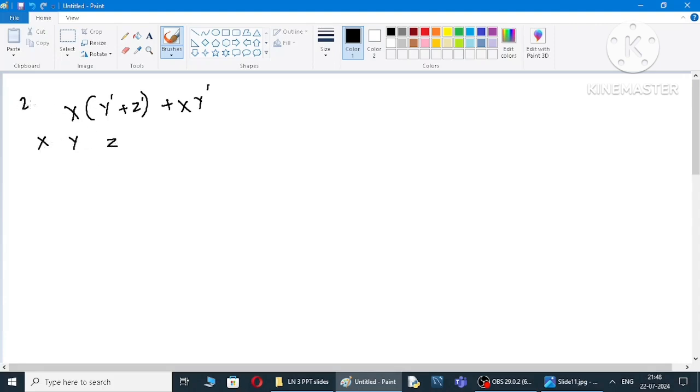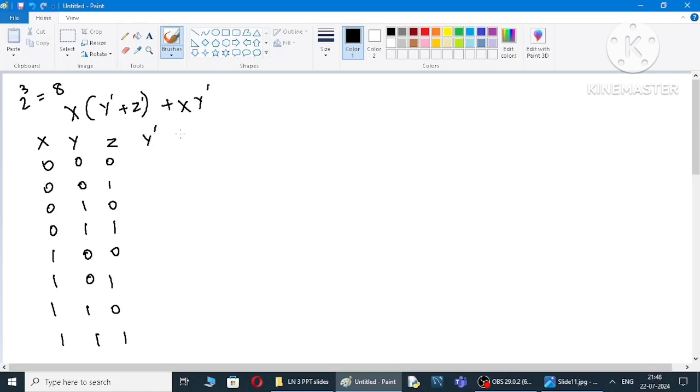For 3 input variables you will get 8 input combinations. So 0 0 0, 0 0 1, 0 1 0, 0 1 1, 1 0 0, 1 0 1, 1 1 0, 1 1 1 finally. So 8 input combinations. Now first do the brackets part, y bar plus z bar. So find y bar, z bar, y bar plus z bar. So what is y complement? The opposite of y.